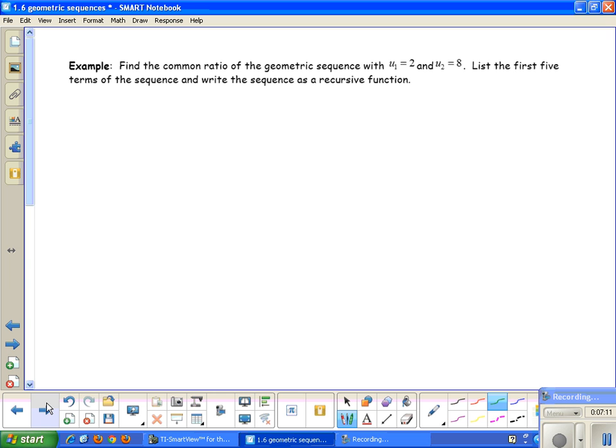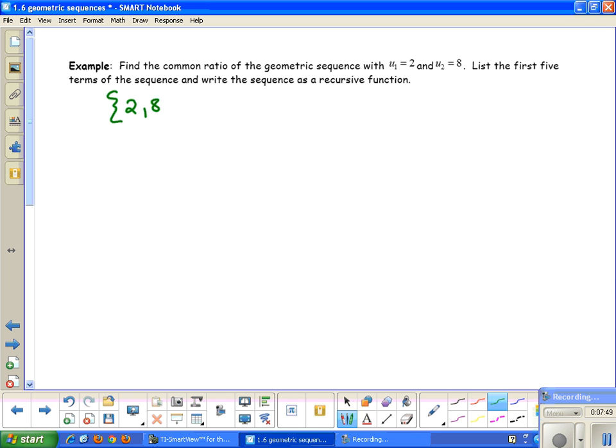So now let's look at another example. For this next example, it says, write the explicit, or find the common ratio of the geometric sequence with u sub 1 being equal to 2 and u sub 2 equals 8. And we want to list the first 5 terms of the sequence and write the sequence as a recursive function. So the first thing I would do is start off, I'm given the first 2 terms. So I have 2 and 8, and I don't know anything else yet. So for this, with those 2 things, I can find my common ratio.